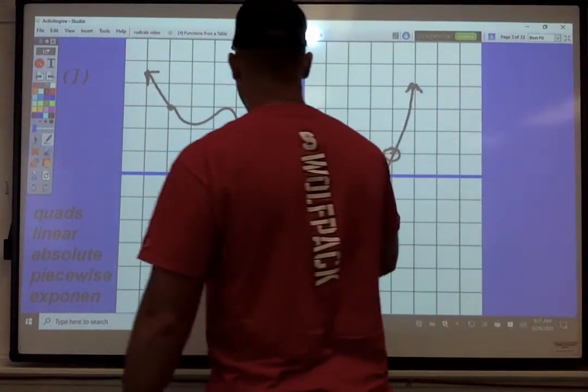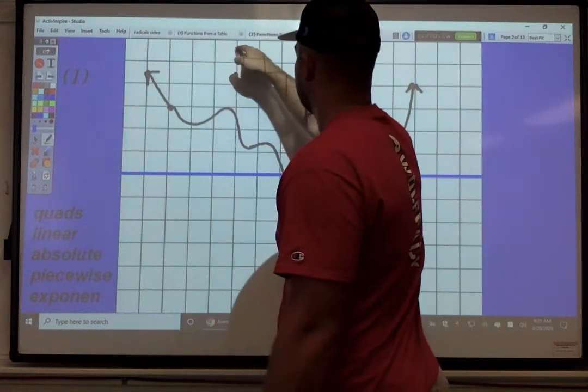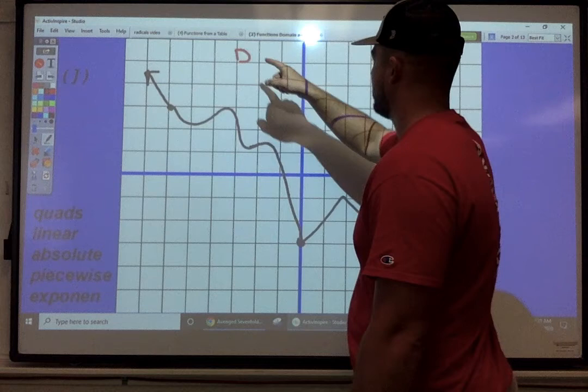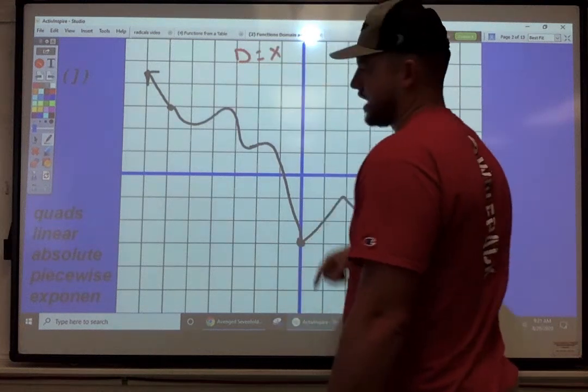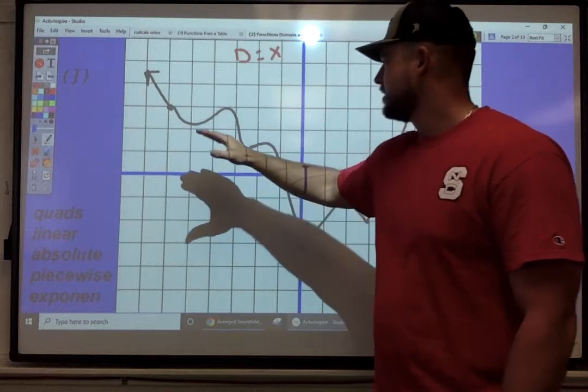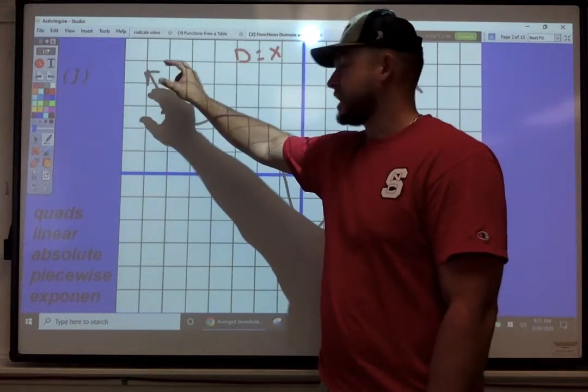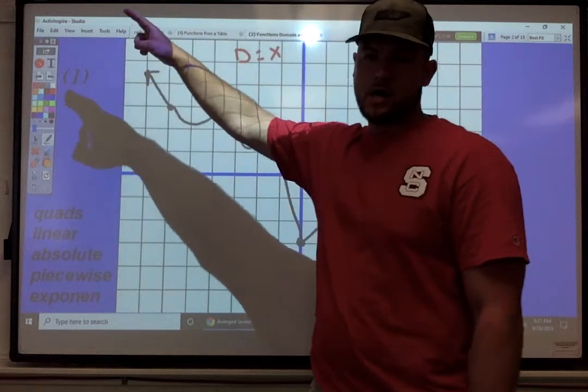So let's look at our domain first. We'll start with our x value. So again, domain, that's our x values. Can't forget that. So let's look here on our x-axis. If I'm following this graph, I see an arrow, and it just keeps going on and on and on.